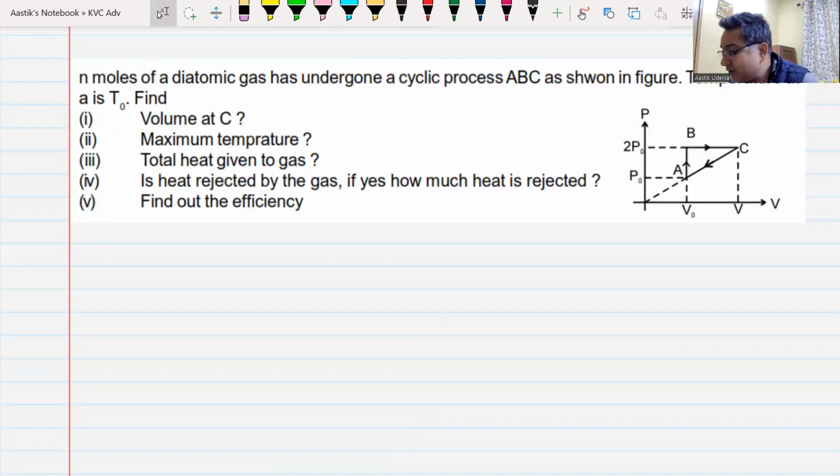N moles of a diatomic gas undergo a cyclic process ABC as shown in the figure. Temperature at point A is T naught. Pressure and volumes are already given, so you can calculate the other temperatures. This is a series of questions, and I'll give you 2 minutes to attempt them. The time starts now.